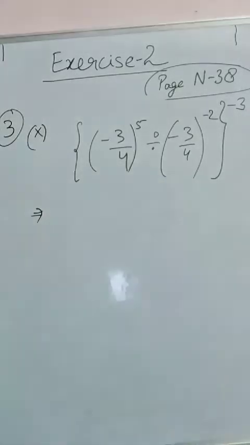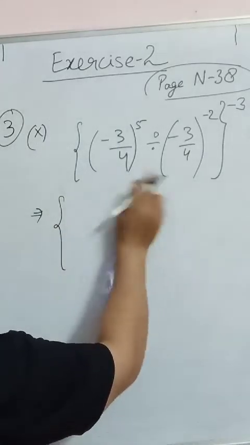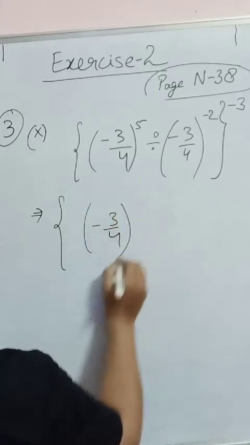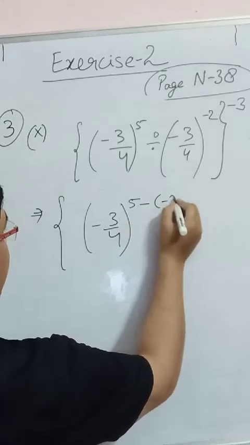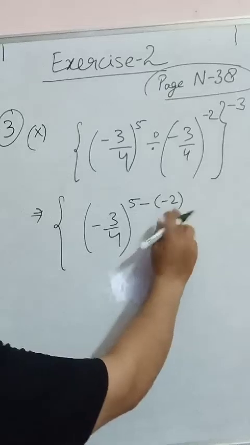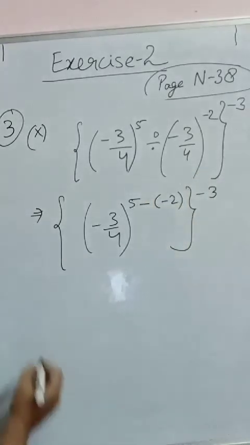BODMAS says that solve the inner brackets first. So in this I am going to keep the curly braces. The base is the same, so the base remains the same, that is minus 3 upon 4. What happens to the power? The first power minus the second power. Remember, the second power is negative. So it is 5 minus minus 2. And what remains? The total power, that is minus 3.